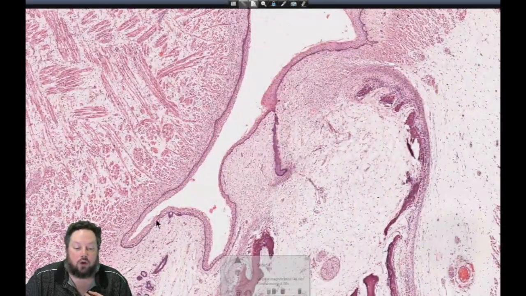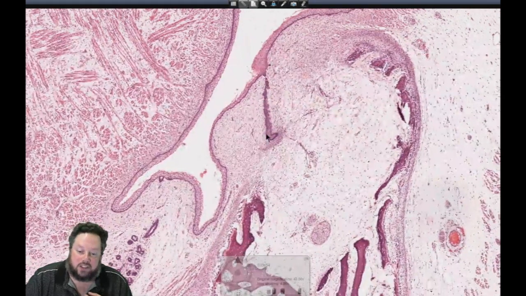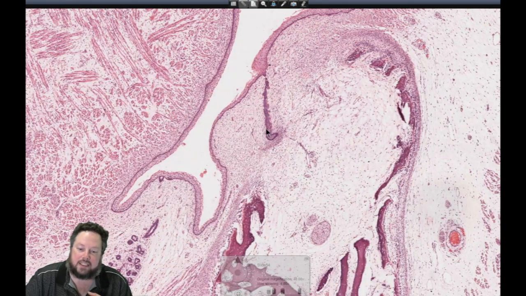But down here, so this is the oral mucosa, or developing oral mucosa. This is ectoderm. And can you see this little downgrowth? It looks a little bit like a duct.